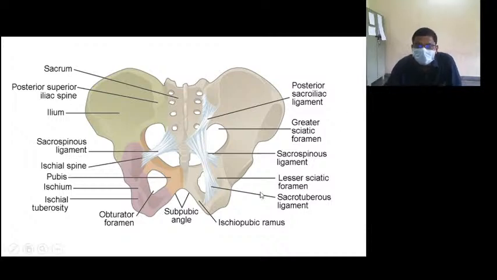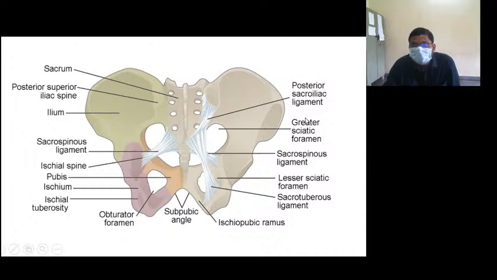Along with this, the sacrotuberous ligament basically extends from the sacrum towards the ischial tuberosity, hence it is called the sacrotuberous ligament. But there is another ligament which starts from the sacrum but goes towards the ischial spine. So this ligament is called the sacrospinous ligament. In this way, the sacrospinous ligament and the sacrotuberous ligament divide the greater sciatic notch and the lesser sciatic notch into the greater sciatic foramen and the lesser sciatic foramen. You can see here, this is the lesser sciatic foramen. So these are the two foramina which are formed with the help of these two ligaments.